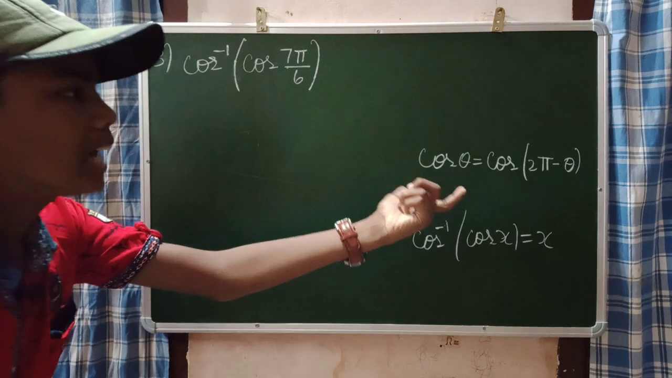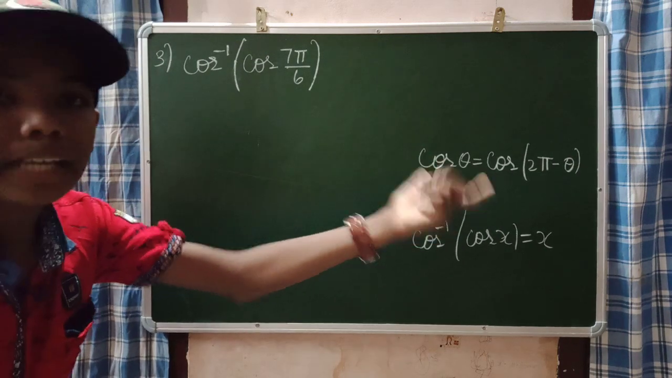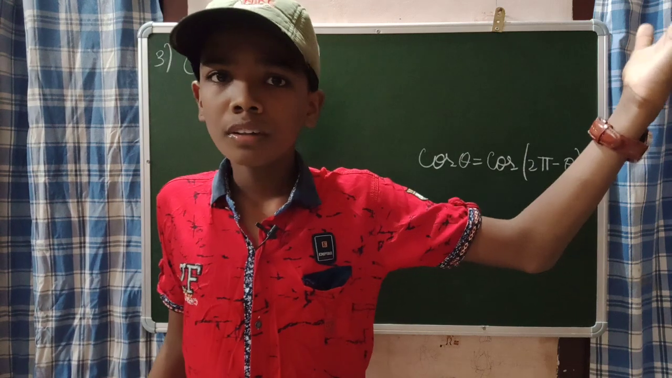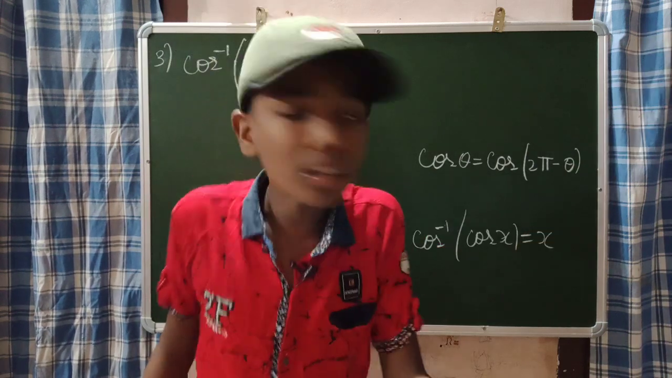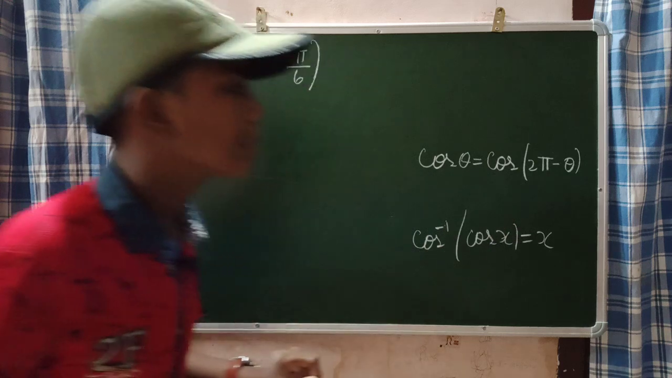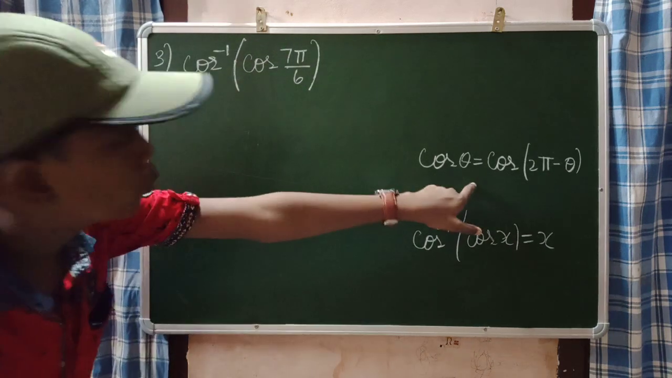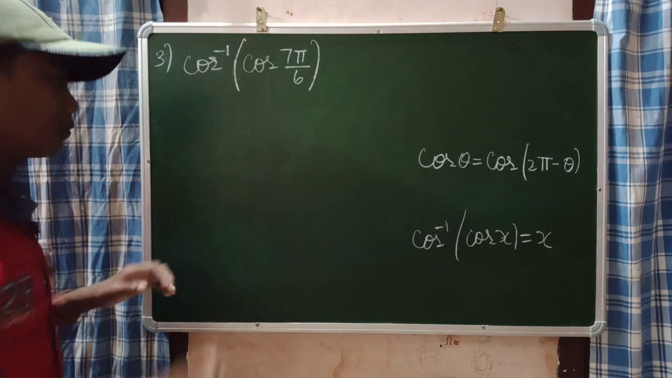So cos theta can be written as cos of 360 degree minus theta. That formula you guys must have learned in your 11th standard in trigonometry. So cos theta is cos of 2 pi minus theta. That is what I am going to use in your inside value.